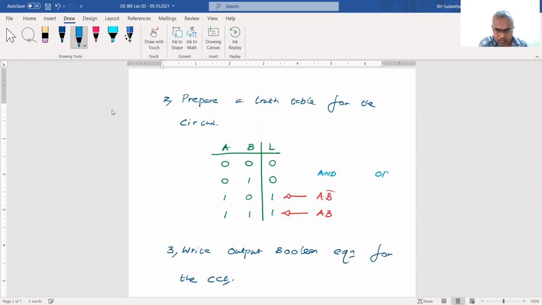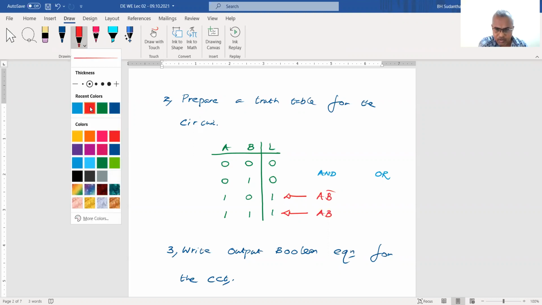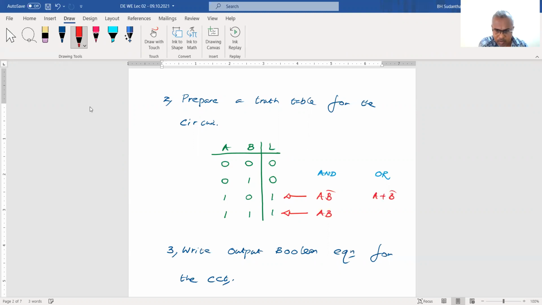Then what about this one? If I use OR operation to write this one, then this should be A plus B bar. This is A, this is B bar. This one, AB. Now using two operations, we have written this in two different ways.